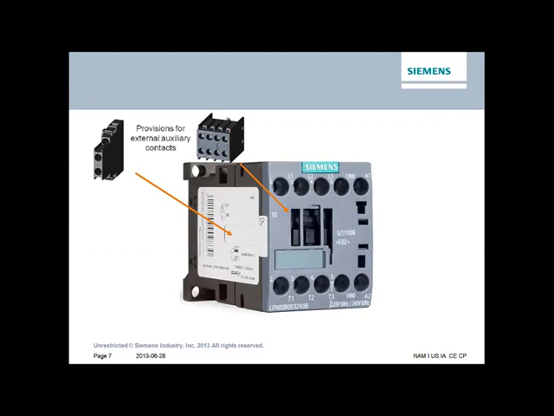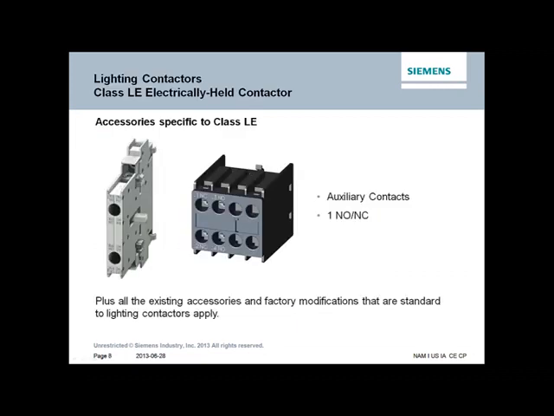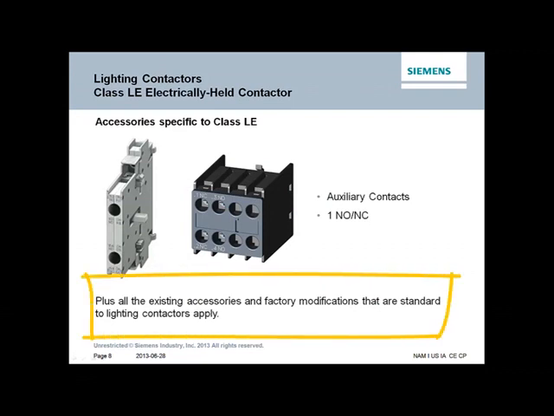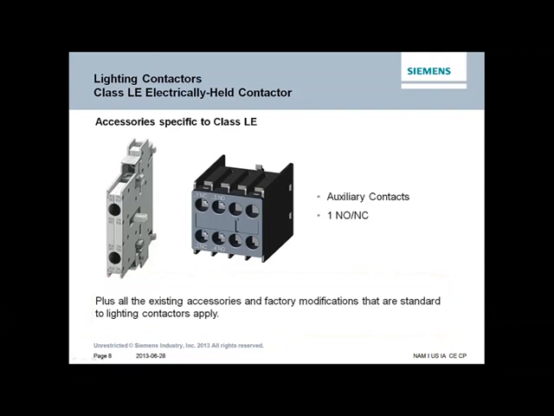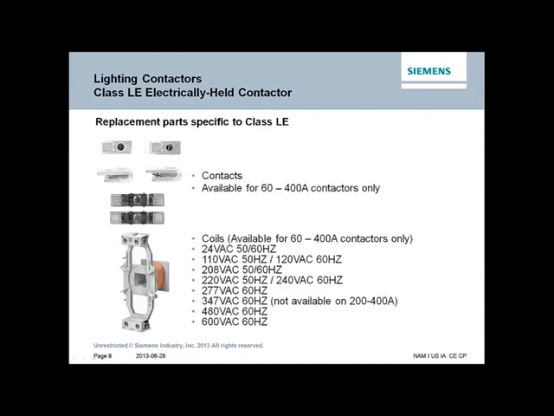As far as accessories, again, it is a simple device. The auxiliary contacts, both normally open and normally closed, are included as accessories, plus all the existing accessories and factory modifications as previously discussed, such as push buttons, selector switches, and such. Replacement parts for the LE, such as contacts and replacement coils, are available, but only starting at 60 amps.